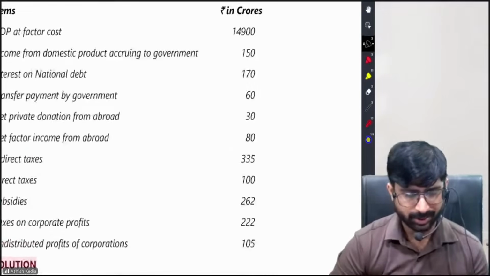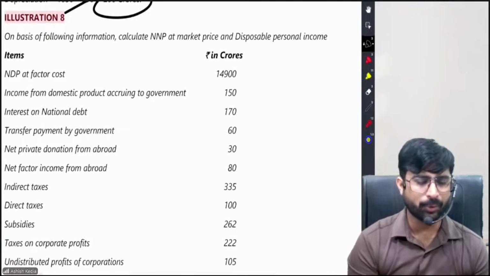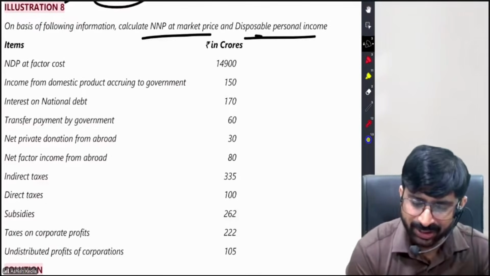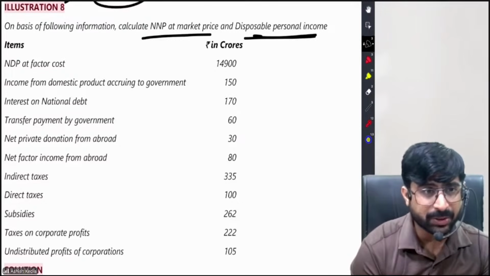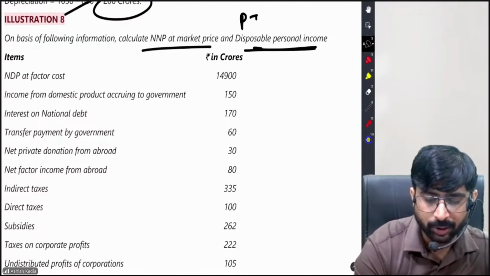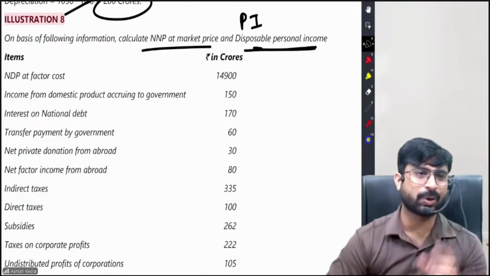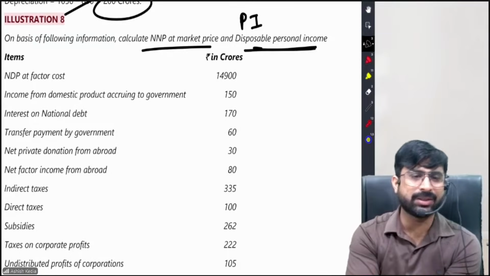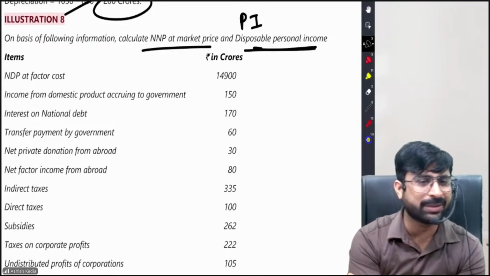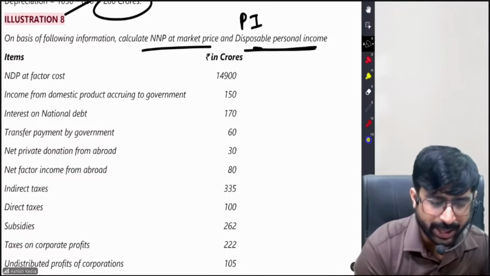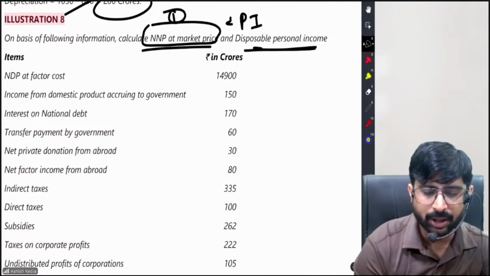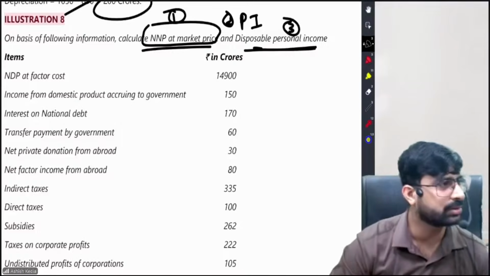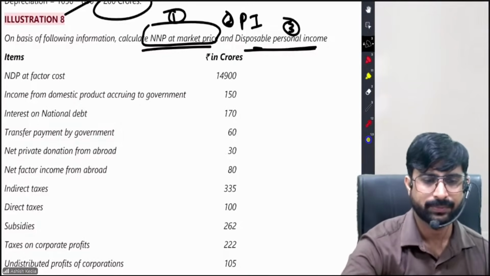Next one. A good question. We have to compute what here, class? We have to compute NNP at MP and personal disposable income. Since they have given personal disposable income, you will also have to calculate personal income, because from personal income only you deduct personal income tax and personal payments so that you arrive at personal disposable income. Yes or no? So target number one should be NNP at MP. Target two should be personal income. Target three should be personal disposable income. Fire. Attack, class.